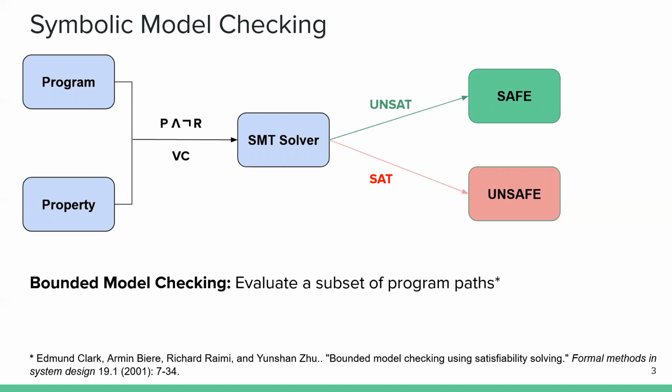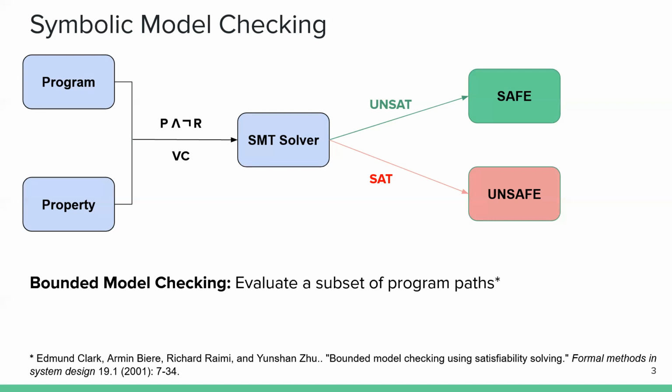Given a logical formula, the job of an SMT solver is to say whether it is satisfiable or unsatisfiable. Now, if the SMT solver says that the VC is unsatisfiable, that means there does not exist any property violation in the program. Therefore, this program-property pair is safe. Otherwise, the SMT solver returns a model, which is an execution trace of P that violates R.